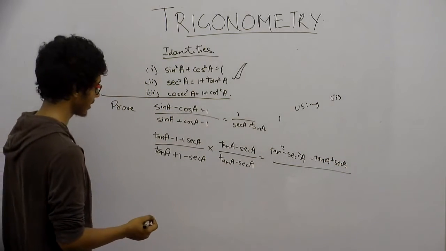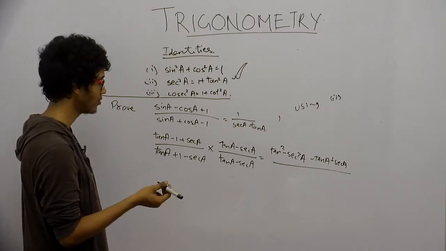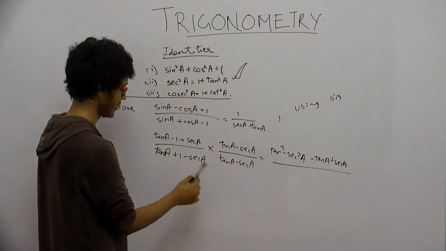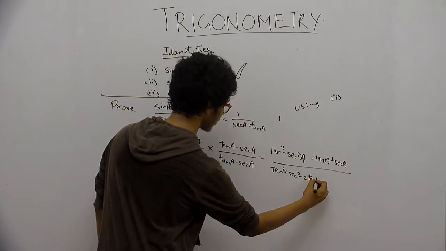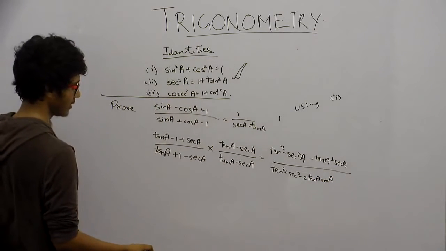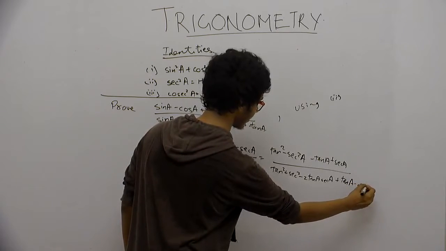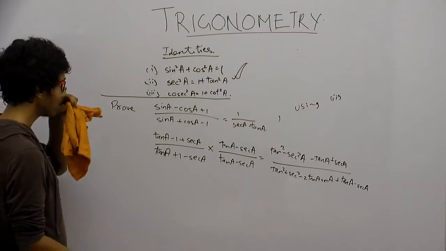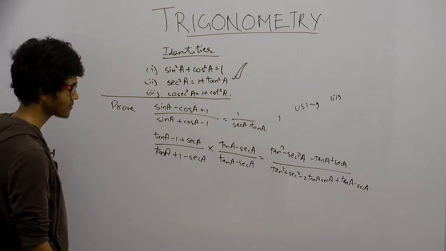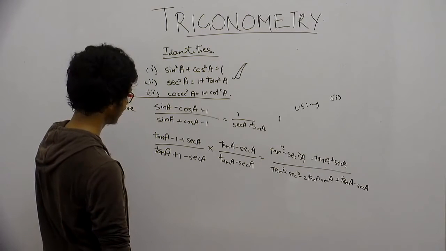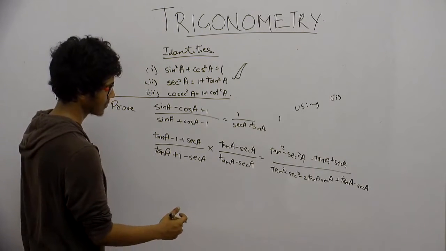We divide the denominator, we get tan minus sec whole square, which is tan square plus sec square minus 2 tan A sec A, and then plus 1 plus tan A minus sec A. Alright, now we know that sec square is equal to 1 plus tan square, so tan square minus sec square is minus 1, and sec square is 1 plus tan square, so we proceed accordingly.